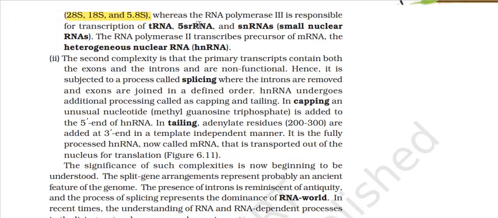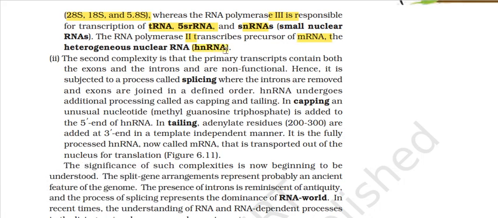Whereas the RNA polymerase third is responsible for the transcription of tRNA, 5S RNA, and snRNA. This is basically small nuclear RNA. These are very important for numericals. You just have to remember. I cannot make you learn this. You have to learn it for yourself. The RNA polymerase second, then you have second है बीच वाला है, transcribes precursor of mRNA. What is the precursor of mRNA? It's the heterogeneous nuclear RNA, which is the hnRNA.